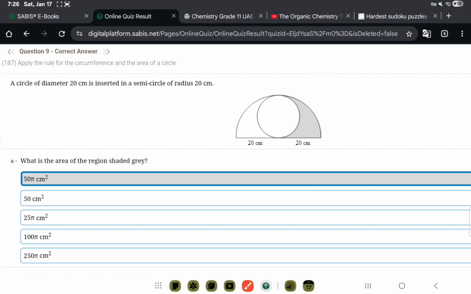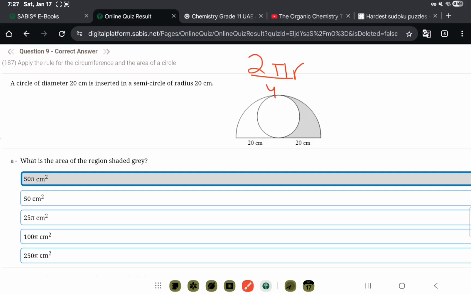Now for perimeter, we apply the rule, which is 2 pi r. This we do divided by 4, right? So we do 2 pi. What's wrong with my calculator? 2 pi.